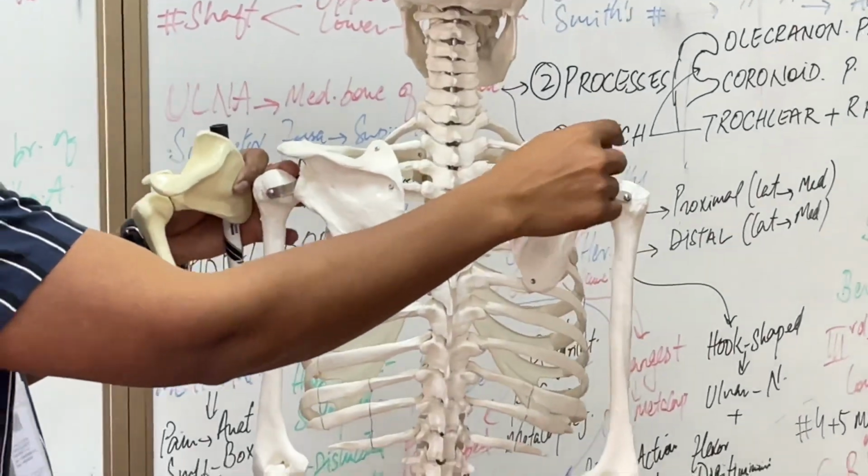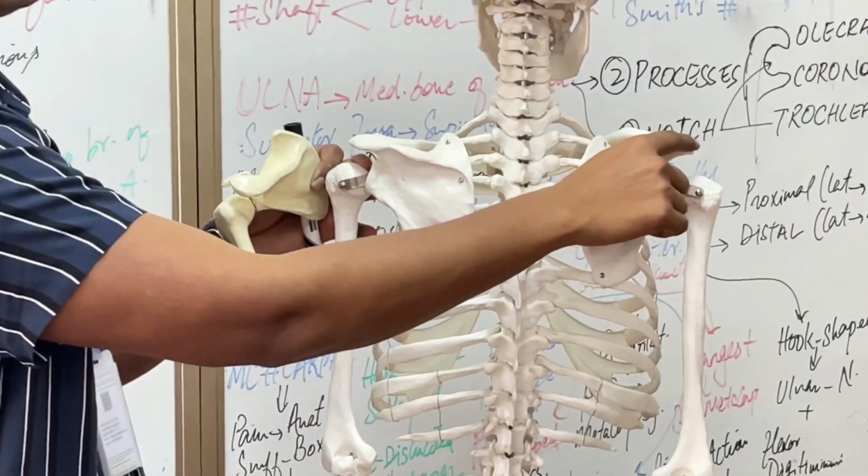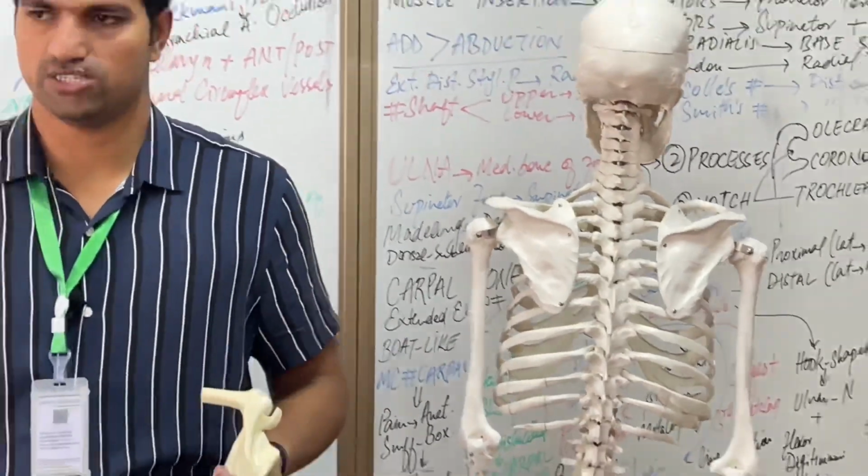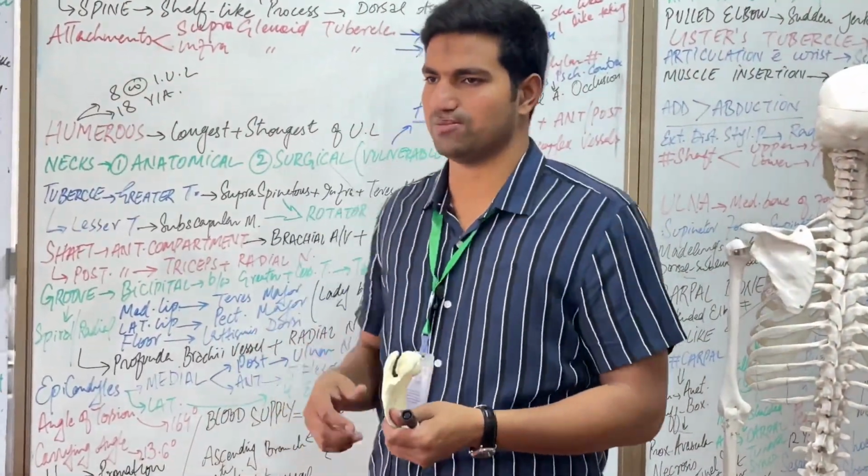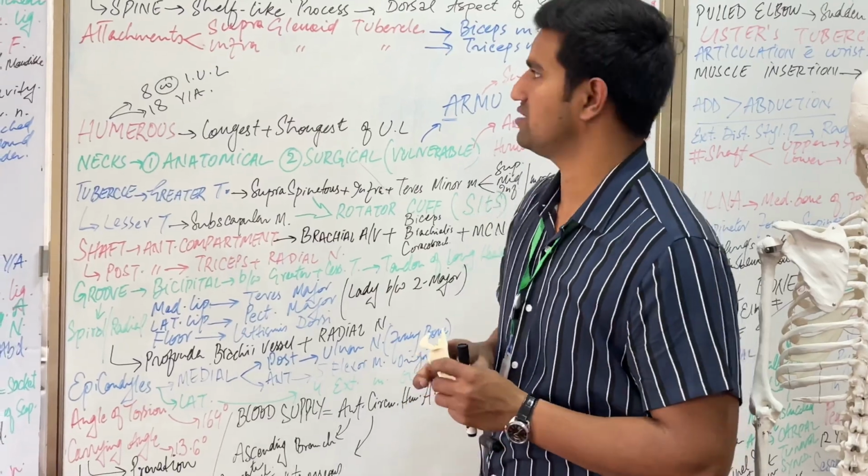And the muscle attached to this acromial process is the trapezius muscle. Shrugging of the shoulder is the function of the trapezius muscle. The accessory nerve innervates that muscle, by the way.